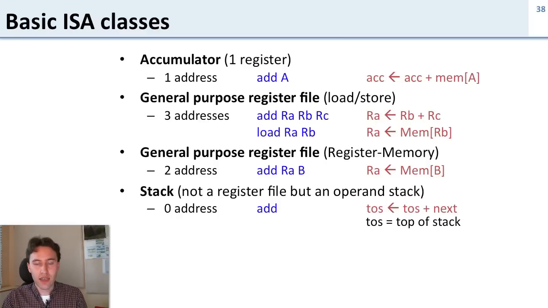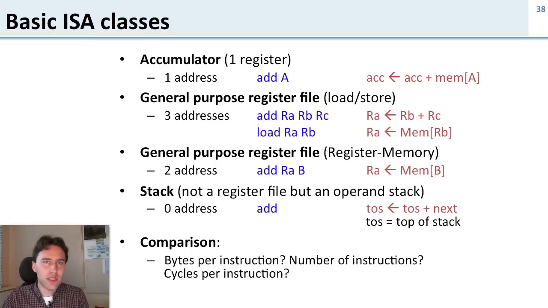And then we have a stack. A stack is not a register file, but it's sort of like the stack that we saw in memory. Everything gets stored on the stack, and then you can operate on what's on the stack. So here you don't need any addresses. If you do add, it's going to take the top of the stack, and it's going to add it to the thing below it and store it on the top of the stack.